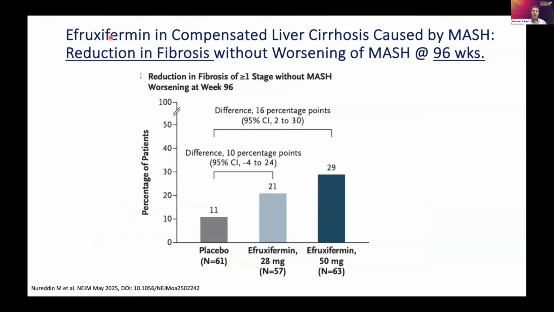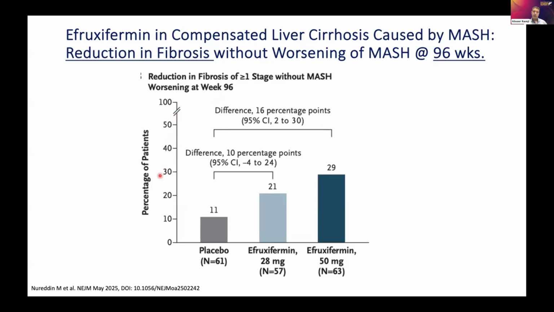First is efruxifermin, which is a once-weekly therapy, and we look at the reduction of fibrosis. Specifically, I chose this because this is improvement in patients with cirrhosis. So this is the first data set we're actually glimpsing of improvement in cirrhotic patients to reduce the fibrosis, and this shows data at 96 weeks.